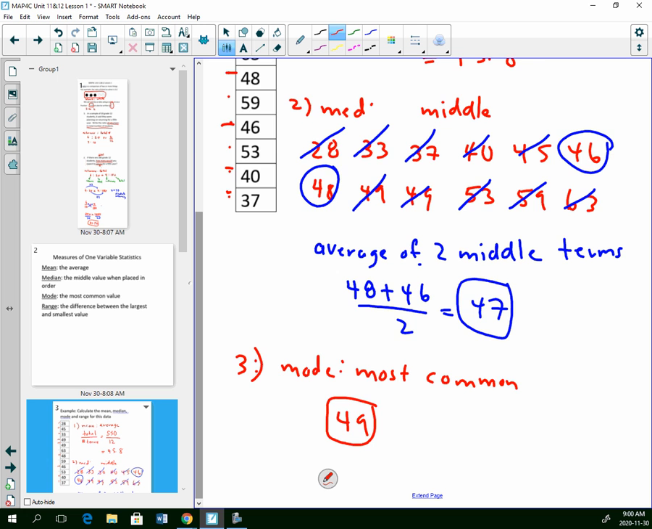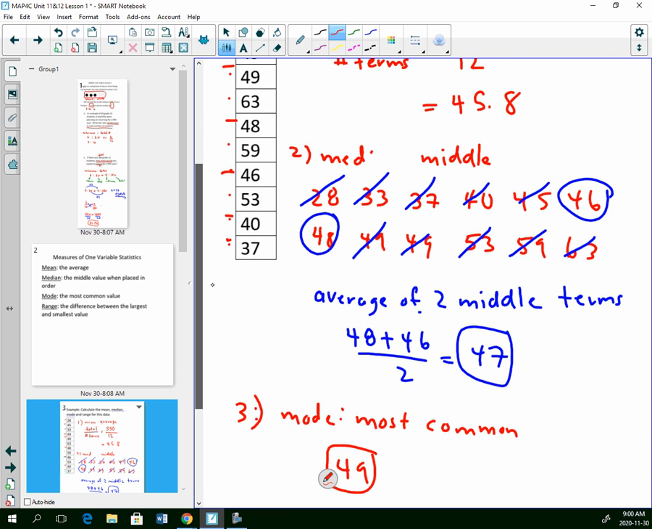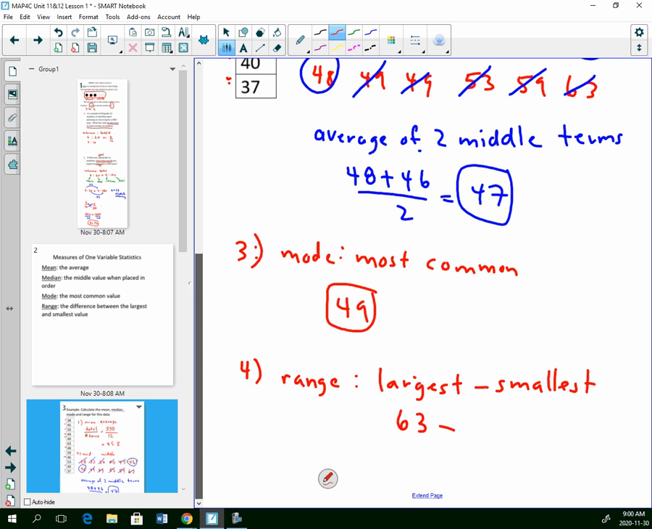Okay, and then the last thing is the range. So that's the difference between the smallest number and the largest number. So the largest number is 63. The smallest number is 28. Right, so it's just the difference between the largest term and the smallest term, which is 35. So that's the range. Okay, so that should all be reviewed. You should be familiar with all of that, mean, median, and mode.